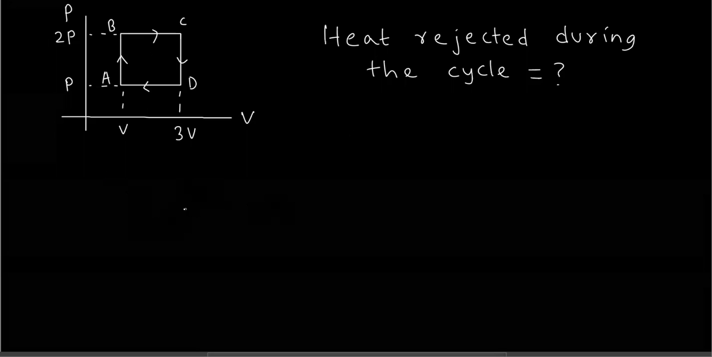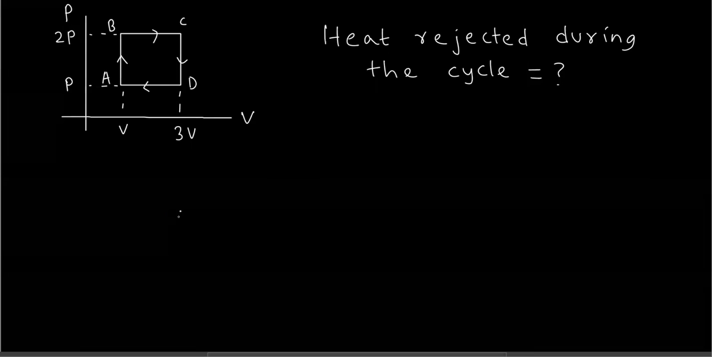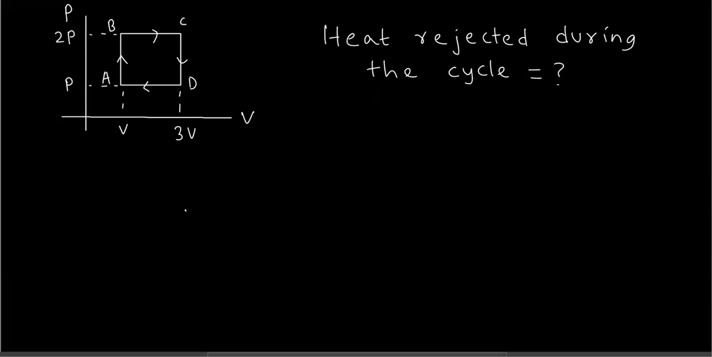I think, how did you get that so quickly? I think we've done this sum before. We did? Okay. Yeah, it's there on all of the papers. Okay. So can you justify that heat is actually rejected here?